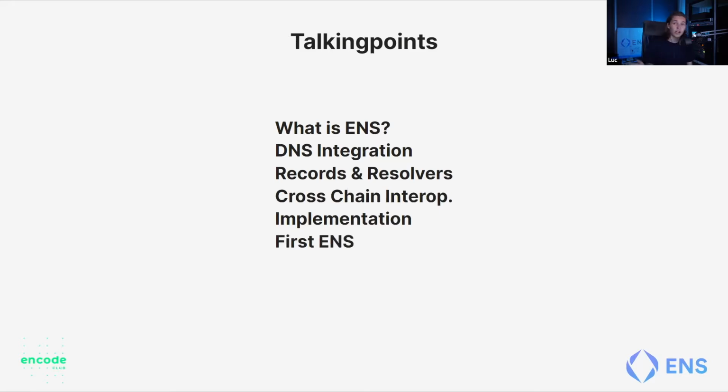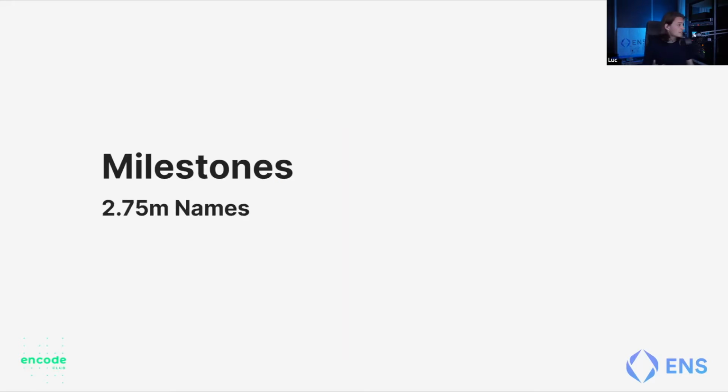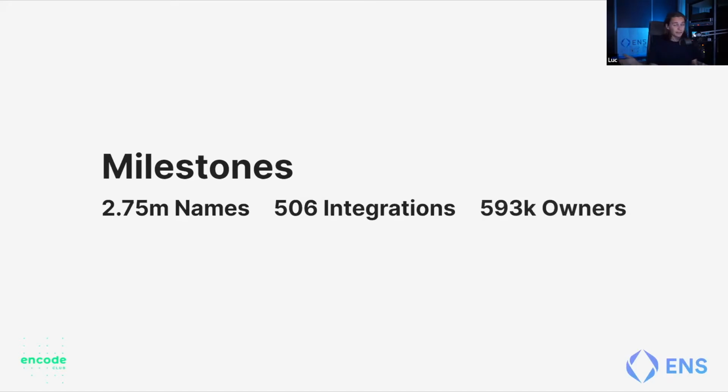Before doing all that, some milestones real quick. We recently hit 2.75 million names registered. We have about 506 official integrations that I have one-to-one contact with, and that we can help out whenever they have issues. So if your project ends up becoming super big and you think, oh, shoot, we need somebody from ENS to help us out, then hit me up and I'll happily add you to that list of group chats. 593,000 different people have ENS names associated, like unique wallets, essentially.